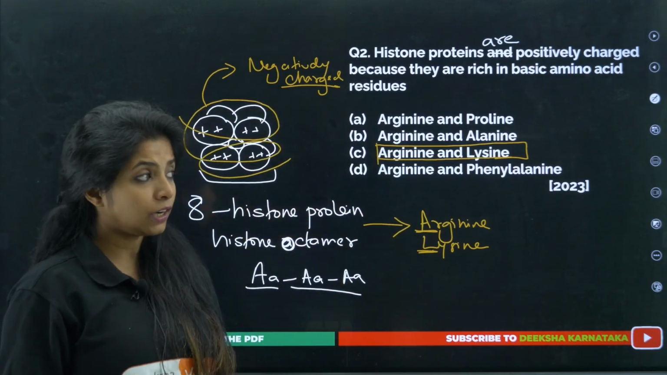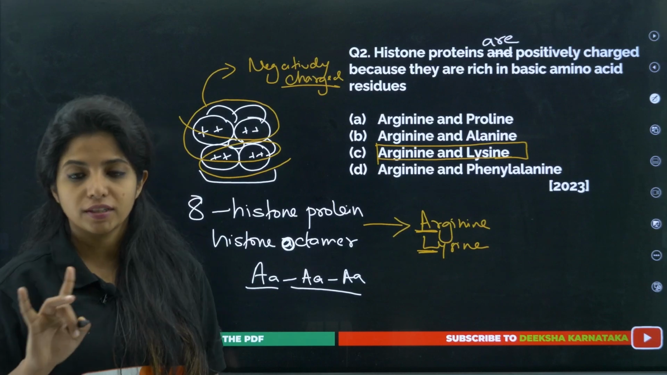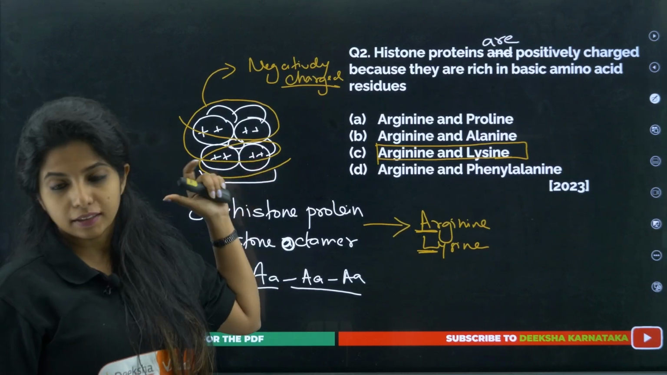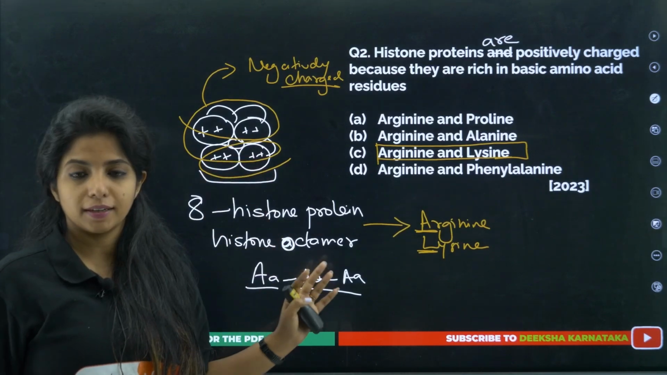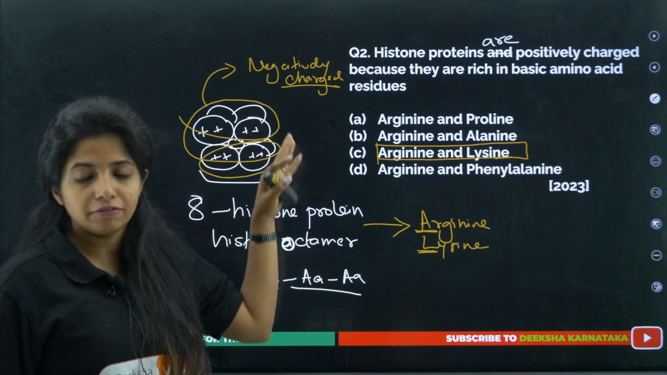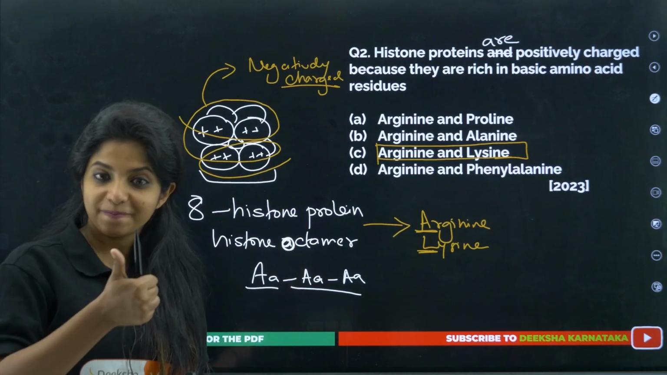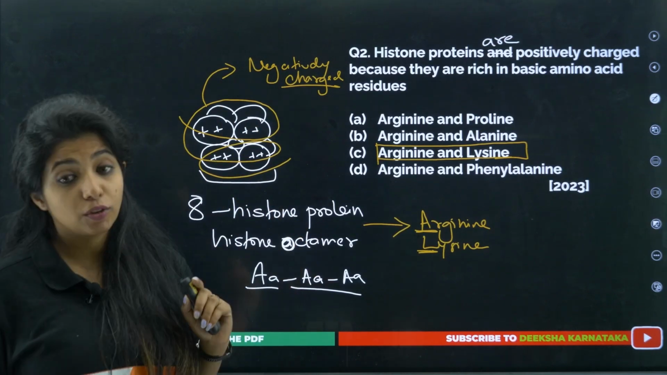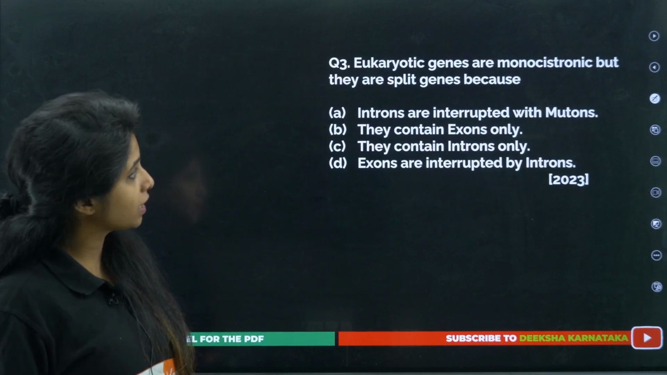And always remember, positive and basic terms always come together. So here the amino acids are positive, they are basic. And DNA is negatively charged, it is acidic in nature. So I hope you got the answer. This came in 2023. Going ahead with the next question.